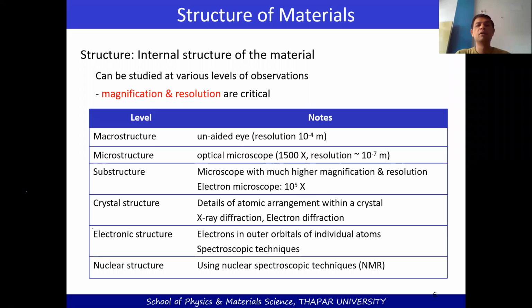At this point, macro is the largest structure, followed by micro, followed by sub. At macro, you can see the entire material. At micro, you can see its surface in detail. At substructure, you can see individual atomic layers.